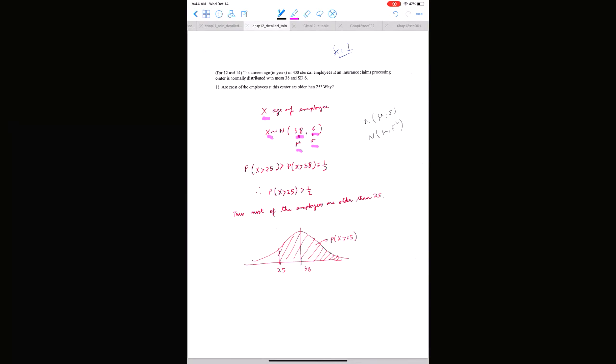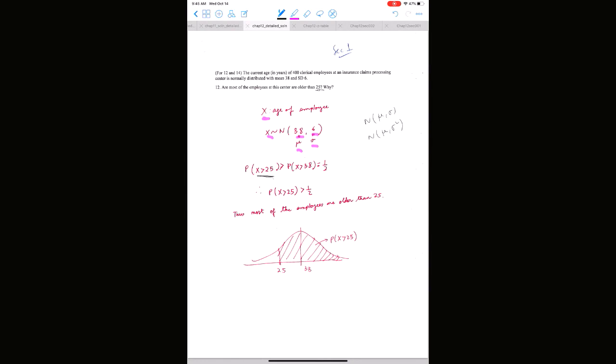Whatever you do, you specify. So I'm going to specify that this is mu, this is sigma. But when you have sigma squared, they usually raise it to the power of 2 so that you know that it is sigma squared. That's how it's done. But anyways, what is the probability? What are the chances that most of the employees are older than 25? So we have defined the probability of X greater than 25.